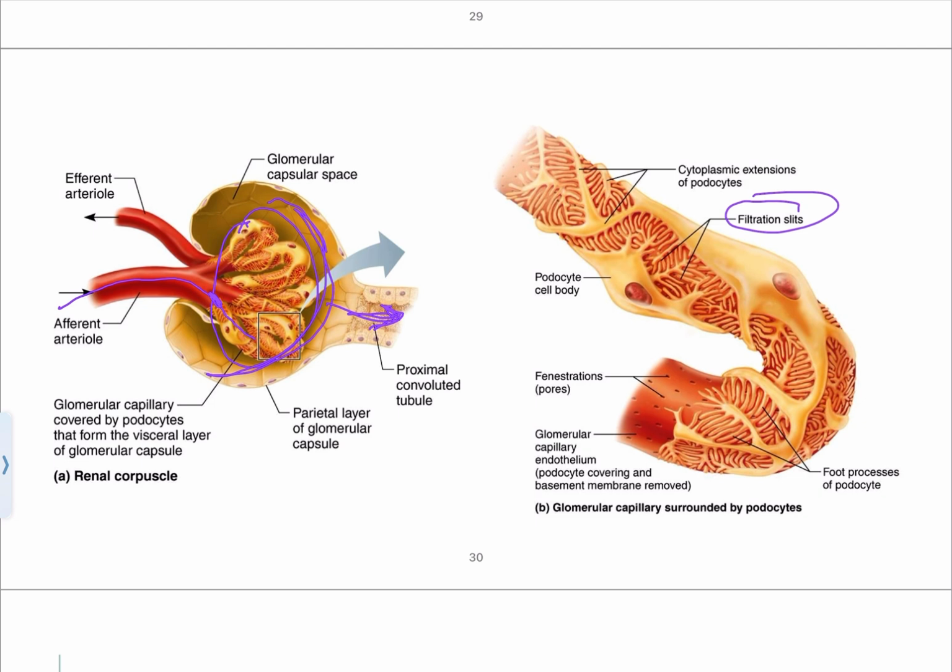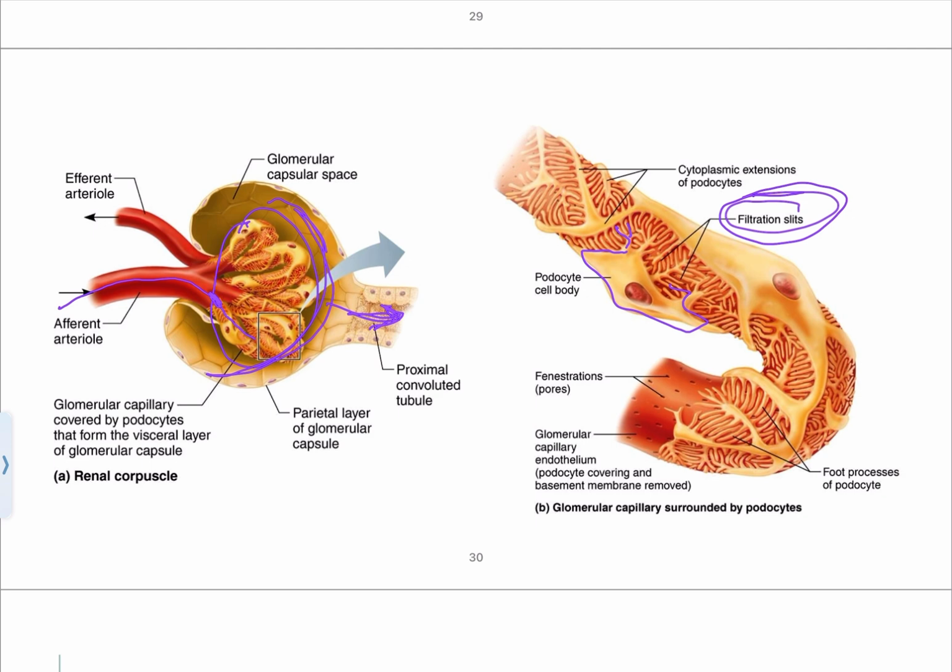So again, what we want to push out into our capsule is everything that's being brought in from our blood, with the exception of cells and proteins. So how do we allow everything to go through except for cells and proteins? Well, we use the filtration slits, which are the spaces between the foot processes of the podocytes. So here's a podocyte here, and here's all of its little foot processes here. The spaces between the foot processes make up the filtration slits. They're appropriately sized so that everything can cross except for proteins and cells.